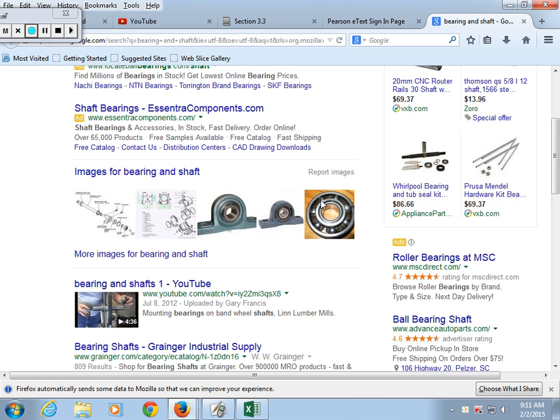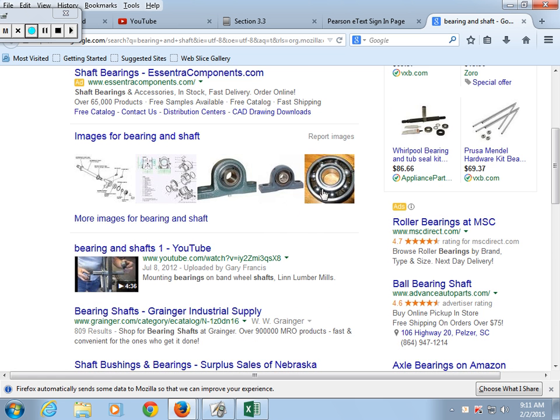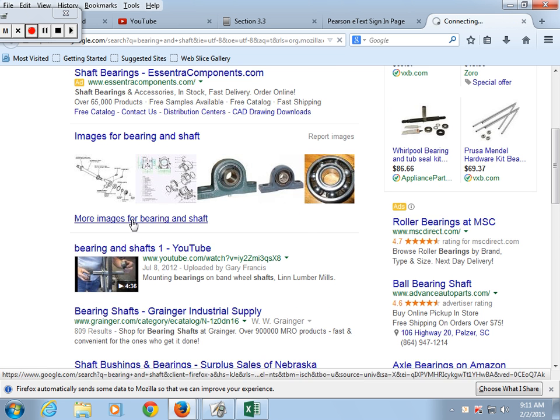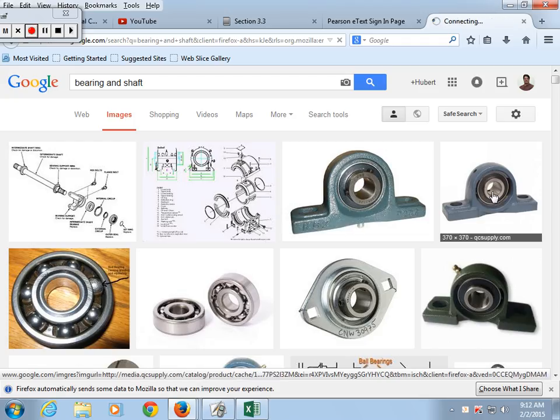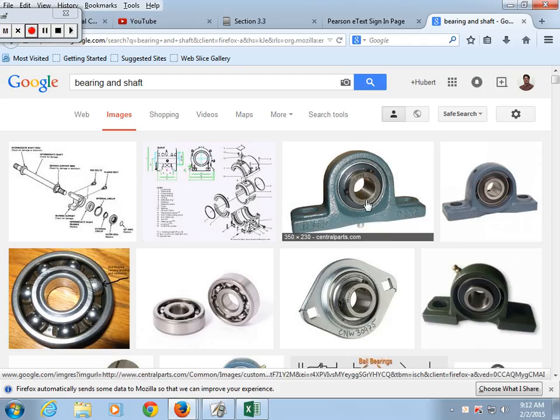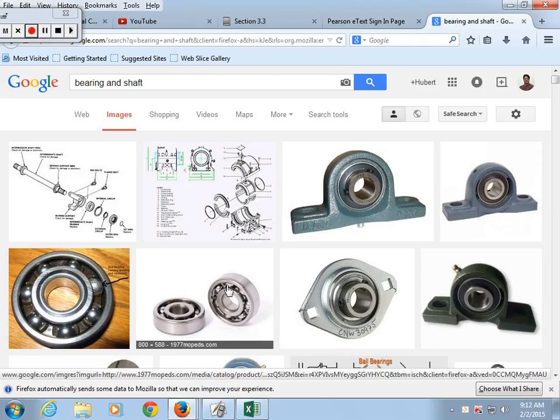There we go. Y'all know what a bearing is now? Y'all see what it looks like? That's a bearing. That's what I'm trying to show you right there. But most of the time they're rounded, but sometimes they're not. The bearing is this piece right here, and what does the bearing have around it?